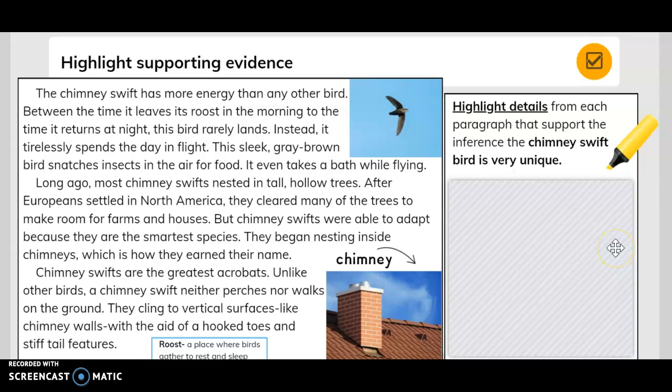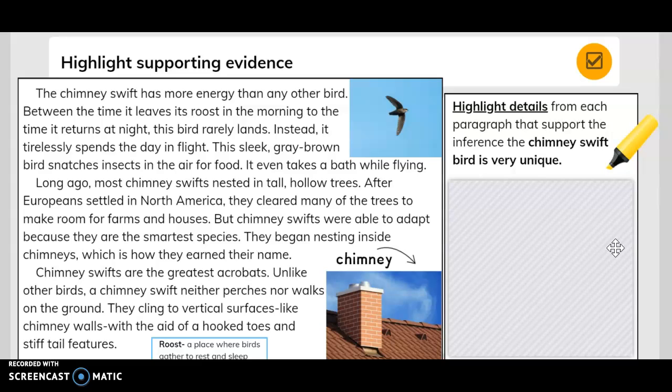Highlight supporting evidence. The chimney swift has more energy than any other bird. Between the time it leaves its roost in the morning to the time it returns at night, this bird rarely lands. Instead, it tirelessly spends the day in flight. This slick, gray-brown bird snatches insects in the air for food. It even takes a bath while flying.